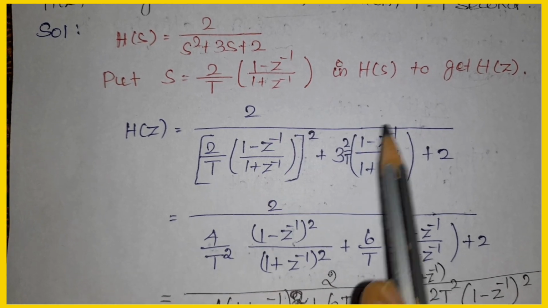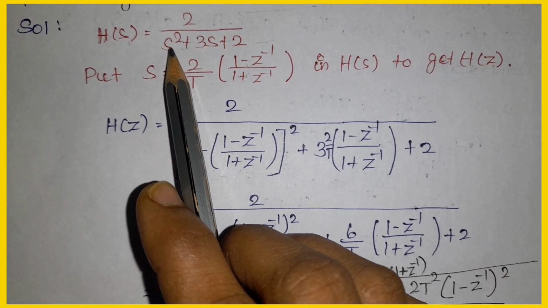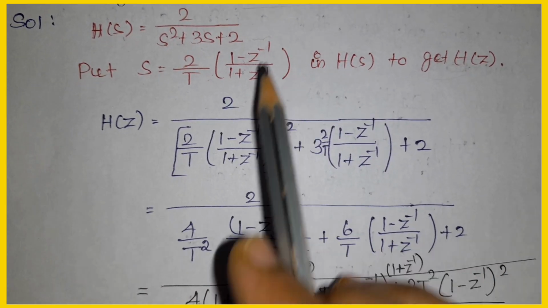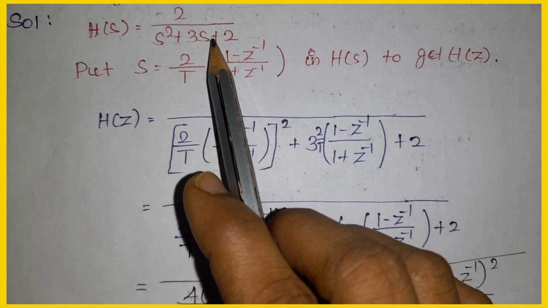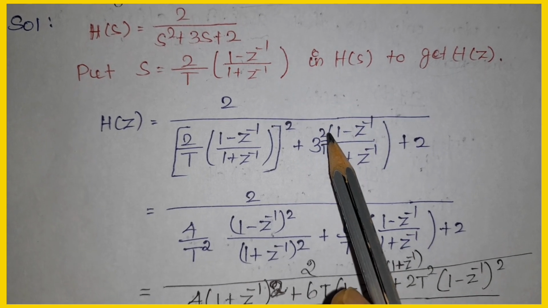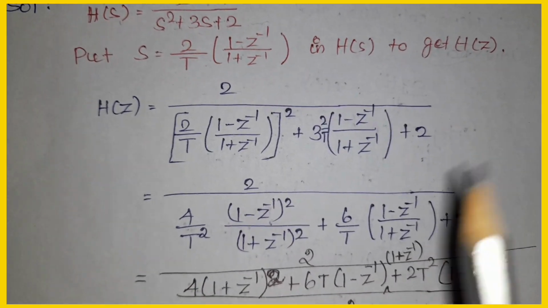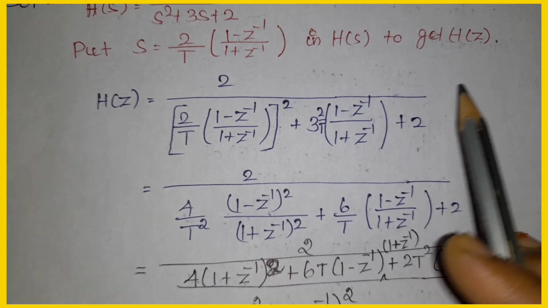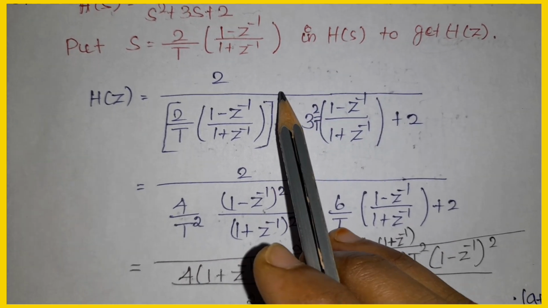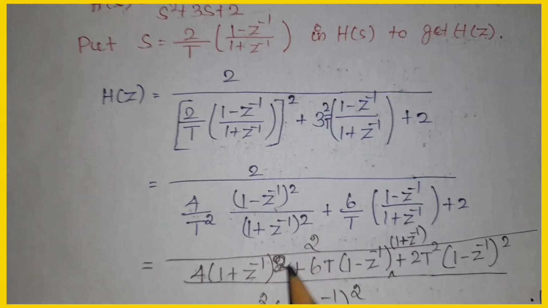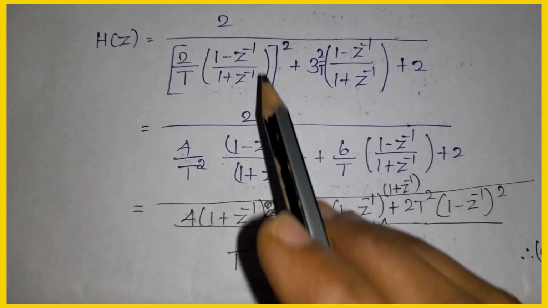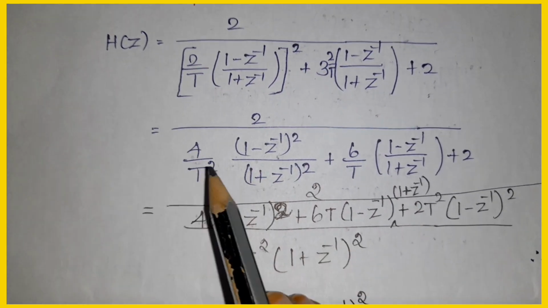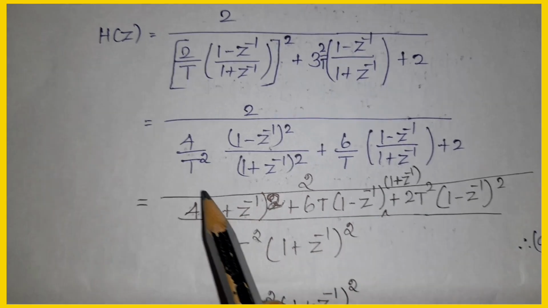ஸோ 2 divided by, ஸோ திஸ் இஸ் s ஸ்கொயர். அப்போ இந்த டேர்ம் டோட்டலாக ஸ்கொயரில் வரும் ப்ளஸ் 3 into s, this term, s plus 2. So that's all. ஸோ இதுக்கப்புறம் நம்ம என்ன பண்ணணும், ரிமைனிங் இந்த ஸ்கொயர்ஸ் எல்லாமே உள்ள நம்ம எடுத்துகிட்டு வரணும். ஸோ 2 divided by, ஸோ 2 square 4 and then T square.